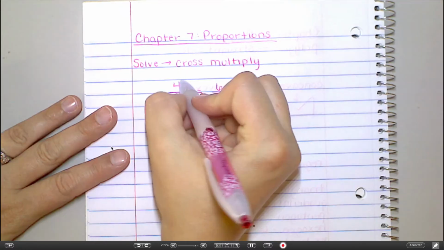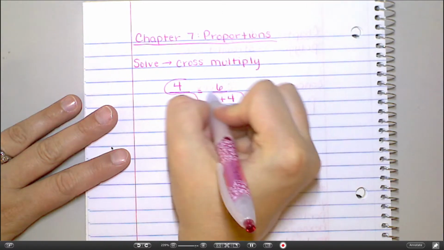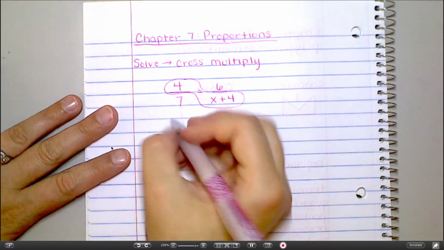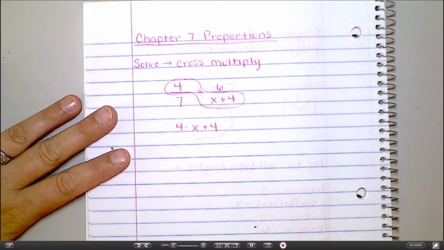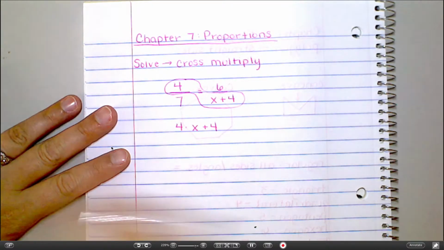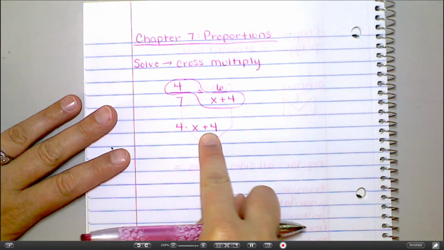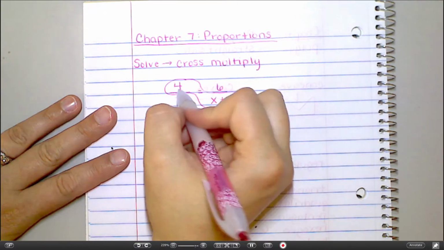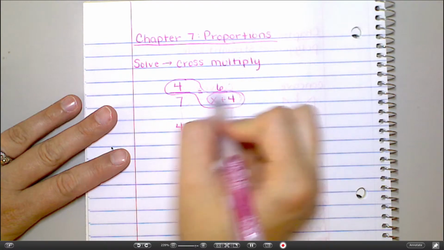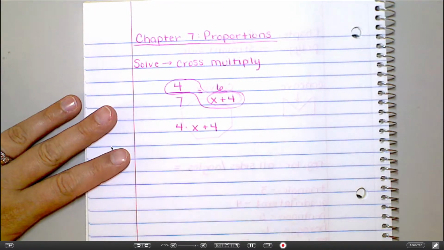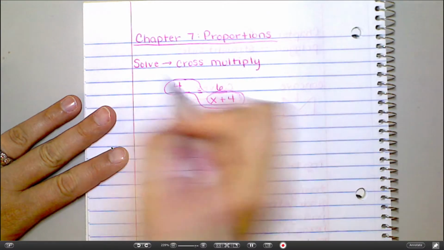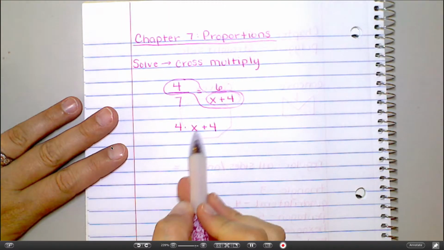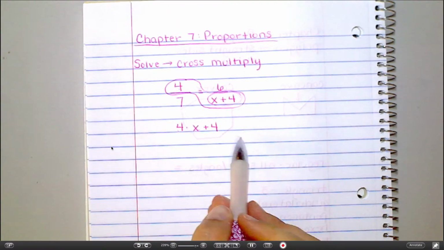Okay, so I need to do 4 times x plus 4, but how am I going to write that? Do I just do this? Is this what I want to do? I want to take 4 times x and then add 4? I want to multiply 4 by this whole thing. What can I do to this to make it so I'm multiplying it by the whole thing? Nope. Because I want to multiply. If you say 4x plus 4, you're only multiplying the x by the 4. I want to multiply the whole thing.